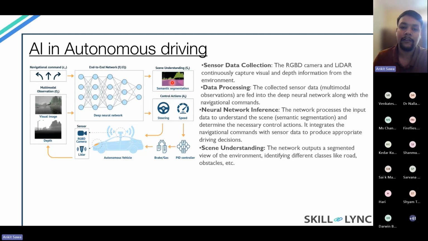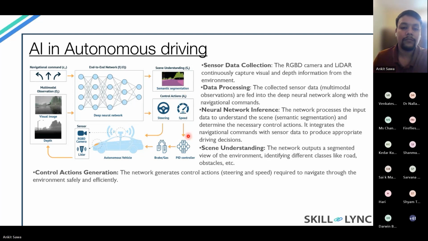But let's say you see an animal here on the road, so it would tell you to steer a little right, brake, and then steer left once you have braked. So all these decisions are taken here. Now, after the control actions are defined by the neural network, there is control action generation. It generates certain actions now, so that you can navigate easily, safely, and efficiently.